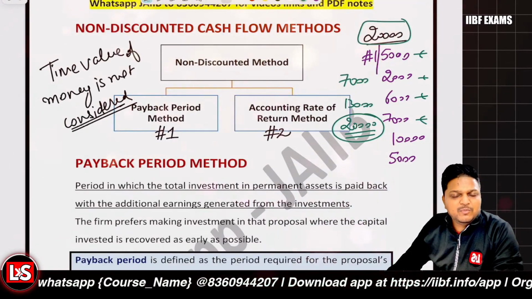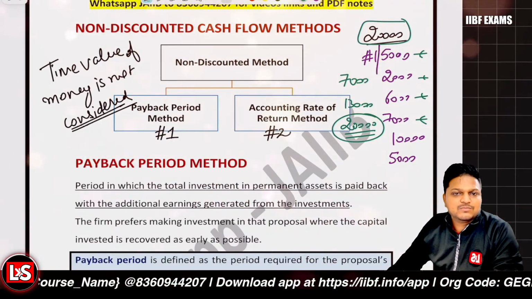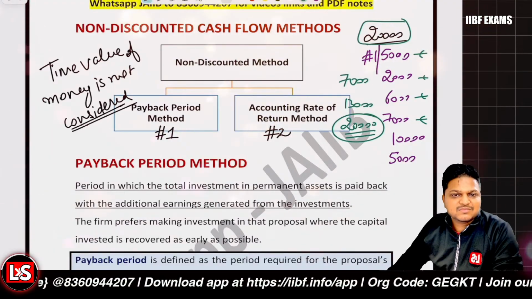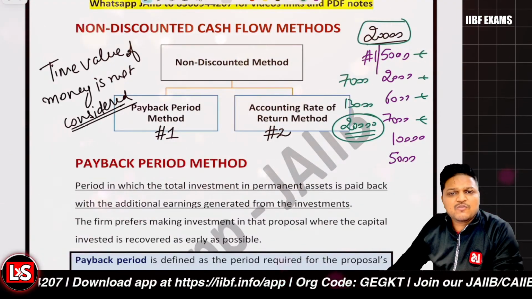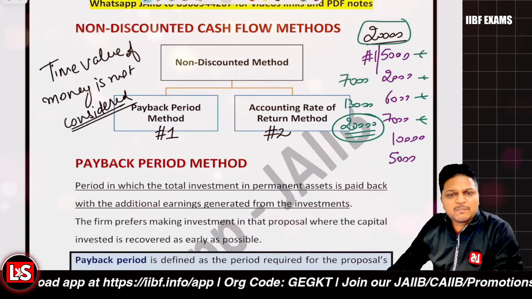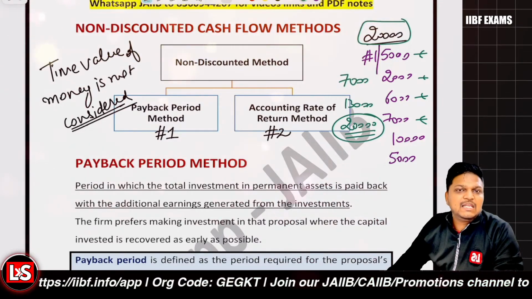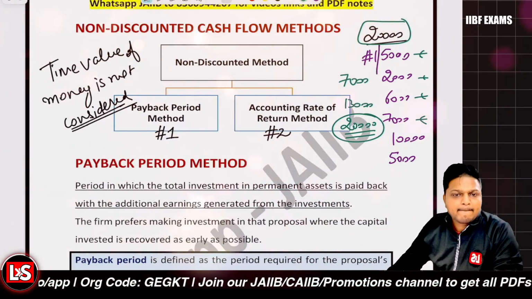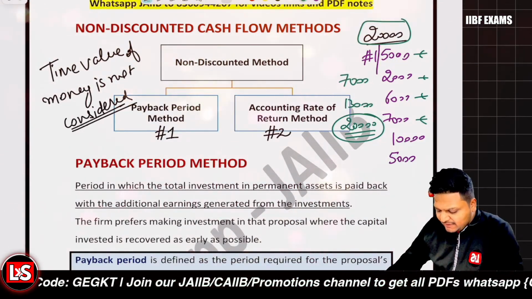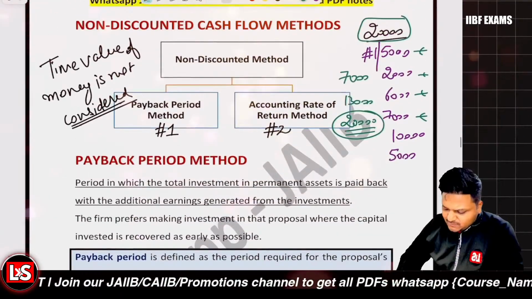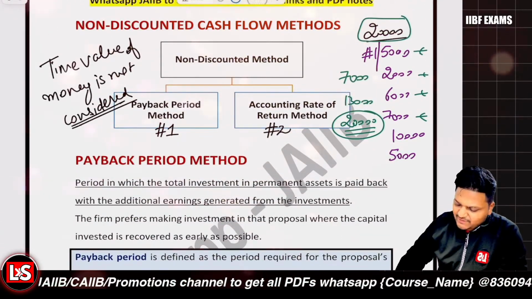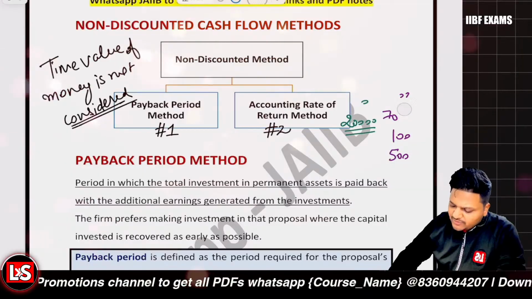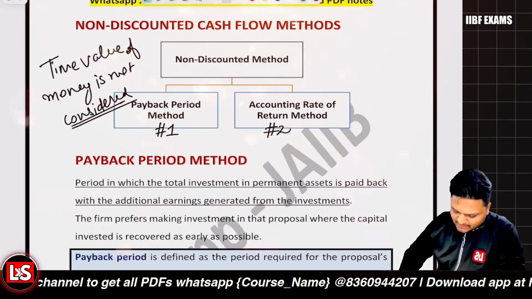The payback period will be 4 years in this scenario, right? So this is how we can consider it. The lesser the payback period, definitely the better it is. So that's the point we are considering here. Clear that? So I just gave you a general idea related to the payback period.